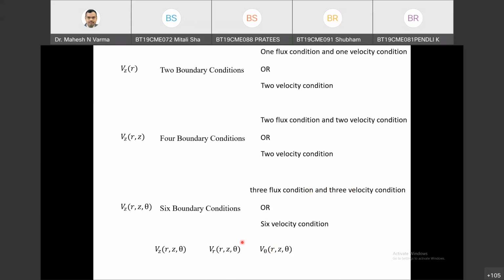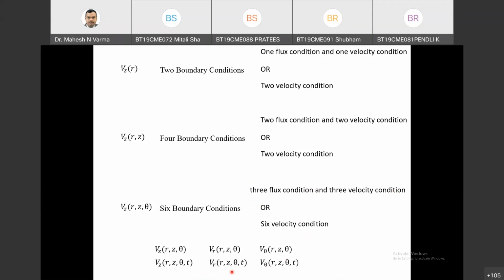But effectively, these are not 18 boundary conditions. This will be only 6 boundary conditions, but at every location, that component of the velocity should be verified. So I need 2 locations. At 2 locations, all 3 components of the velocity should be known. Or at 3 locations, a flux should be known, and at 3 locations, velocity should be known. So in all, it will be 18 boundary conditions.